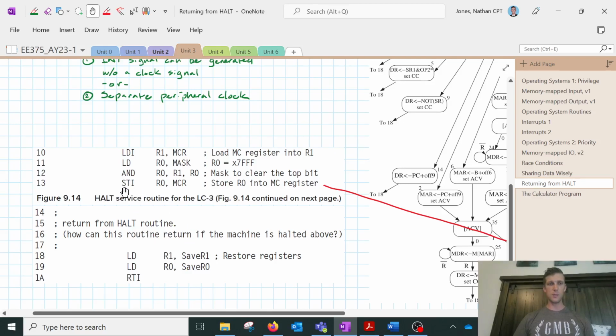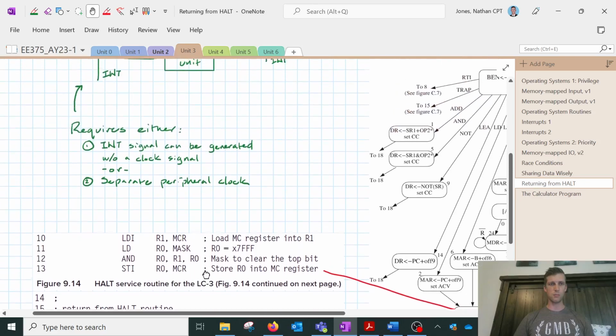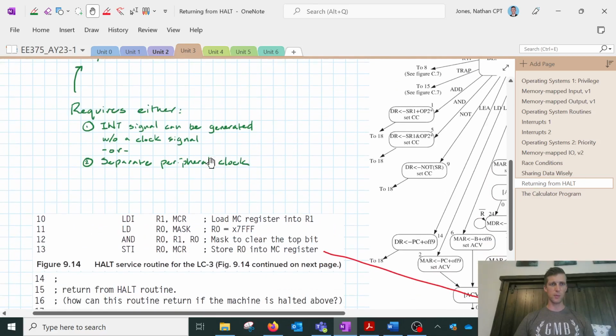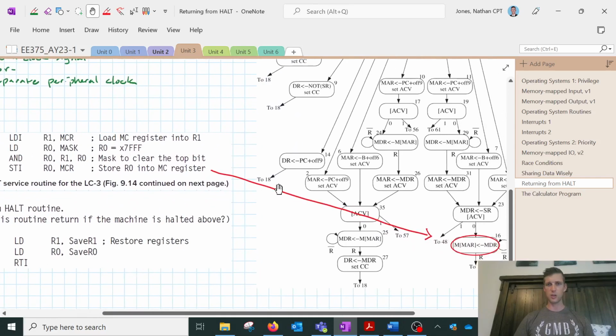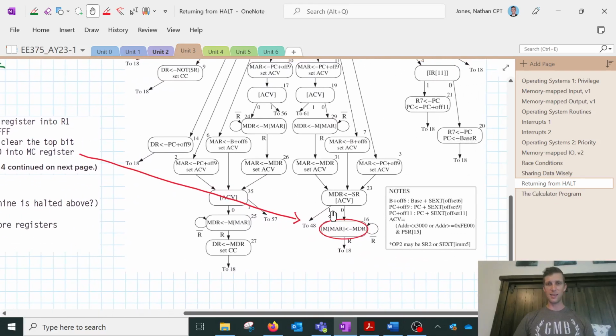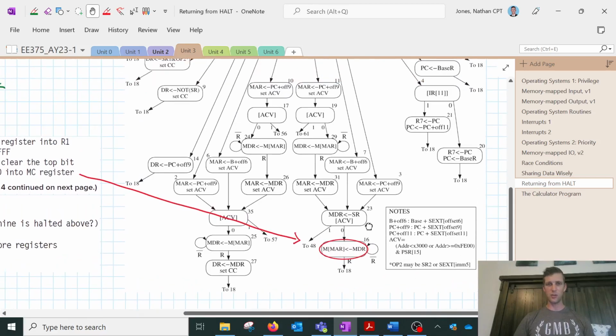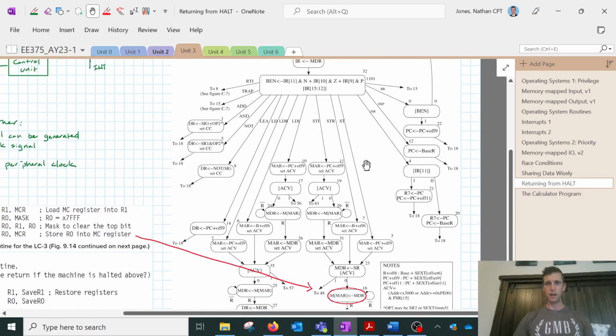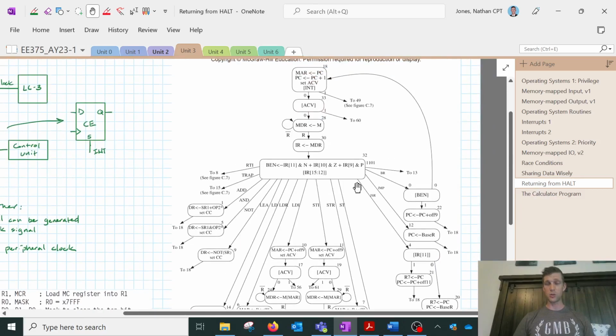It's in this store instruction where we are clearing that bit in the MCR, the machine control register, or whatever MCR is. And it is right in this bubble here in the execution of that store indirect instruction.